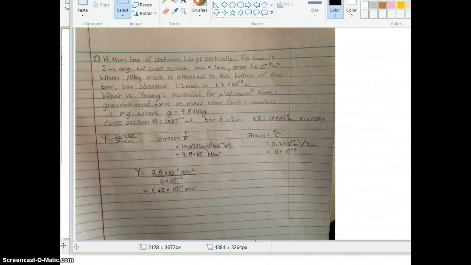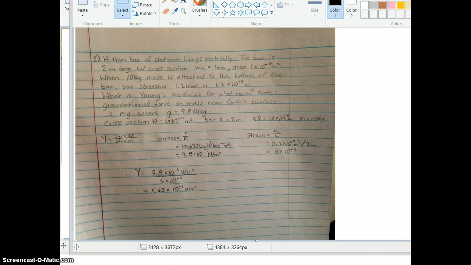Then we have our strain, which is the change in length over length. The change in length in this problem is 1.2 times 10 to the negative 3rd meters, divided by 2 meters, which is our length, and that is equal to 6 times 10 to the negative 4.